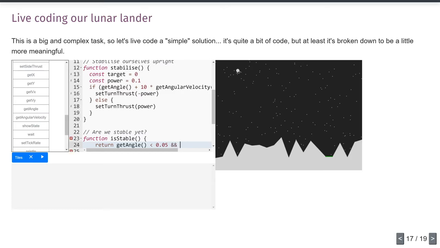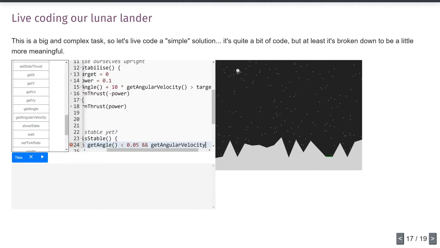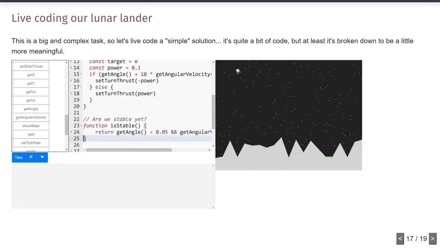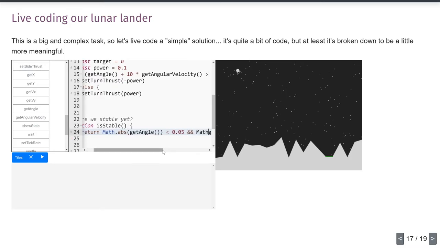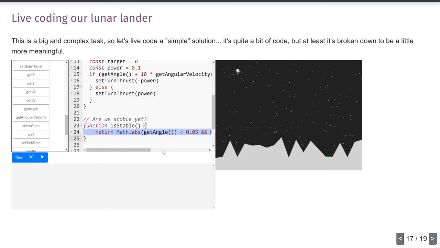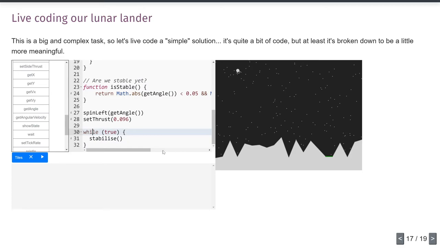But I also care about whether I'm moving, because if I'm upright but I'm still turning pretty fast, that's going to be a bit of a problem. So get angular velocity is less than, and let's just put in a number for the moment. We'll turn show state on and then we'll have a look at that and we'll tune it. But there's another little bit of a problem. If I've gone that way, at the moment I might oversteer and my angle might be negative. So I just want to use Math.abs, so take any minus signs off these before I do the comparison. And so this is only going to return true and say I'm stable if I'm near enough upright and near enough not turning. Now I can say, while not stable, stabilize.